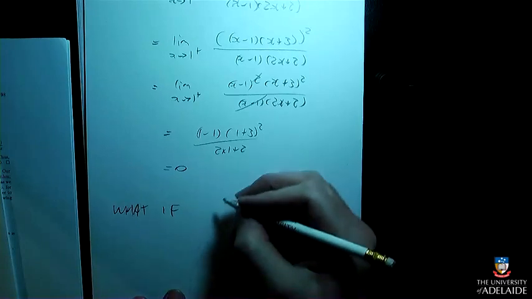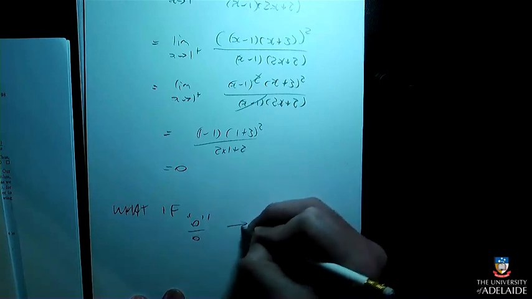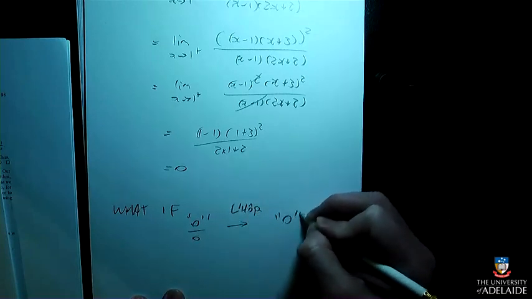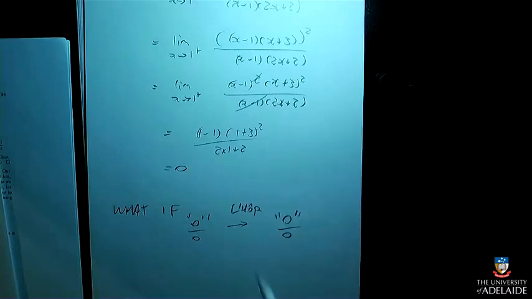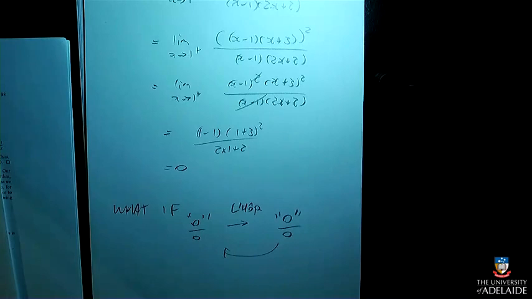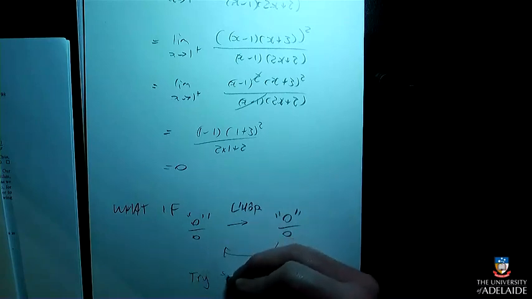So what if you had a 0 over 0 and you did L'Hopital's rule and you still had 0 over 0, and it just kept happening over and over, going round and round in circles? Yeah, so if you literally come back to where you started, that's usually an indication that you could have done something earlier, like factorizing or something like that. So then, basically, try something else.